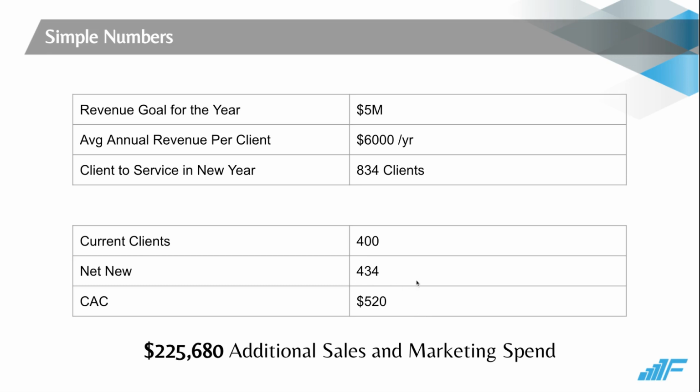So if we look that we need a net new of 434, we multiply it by 520. That means that we need an additional $225,680. We need that much, 225K roughly, in additional sales and marketing spend on top of what we're spending to hit that growth goal.